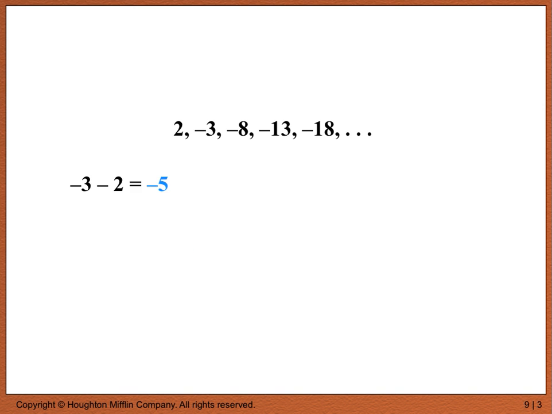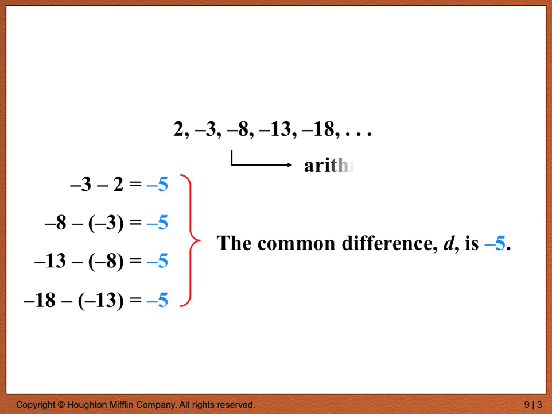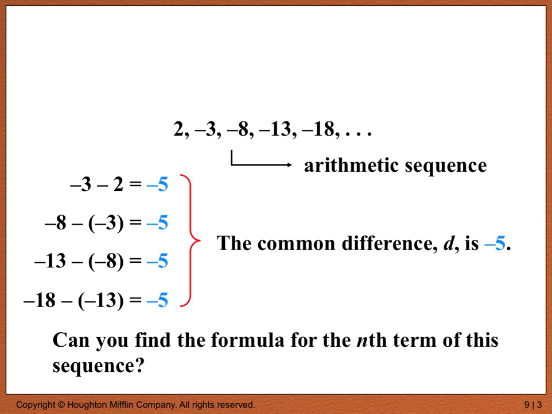Let's look at this sequence. Alright, if we evaluate the differences, we see that there is a common difference. And the common difference is negative 5. So we know this is an arithmetic sequence because there's a common difference. Now, the question is, can you find the formula for the nth term of this sequence?